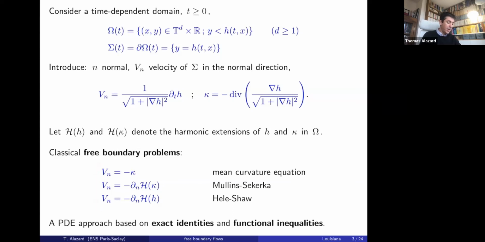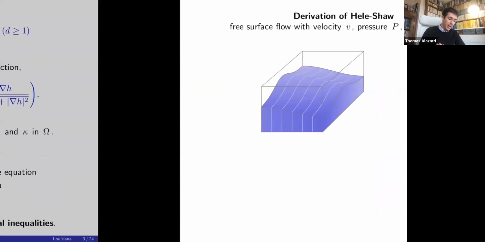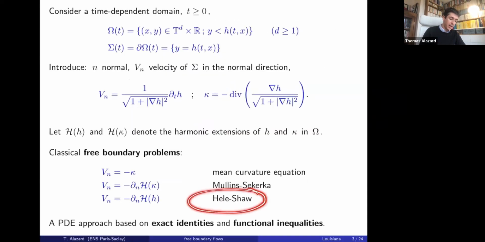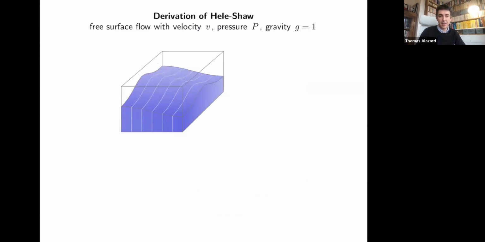These are three boundary value problems, that is, evolution equations that describe the velocity of the free surface in the normal direction in terms of some nonlinear expression depending on the free surface parametrization itself. There are many possible ways to study these equations, and in this talk I'm going to discuss a partial differential equation approach based on exact identities and functional inequalities. I will mostly focus on the elliptic equation, and I begin by clarifying the derivation of this equation.